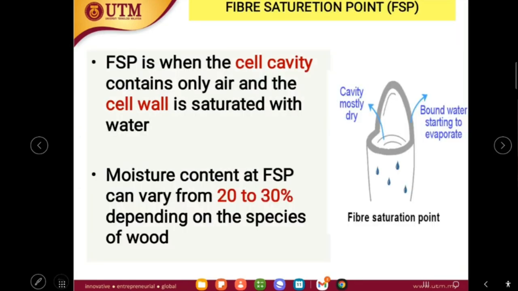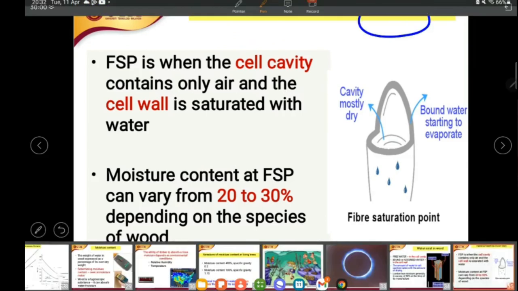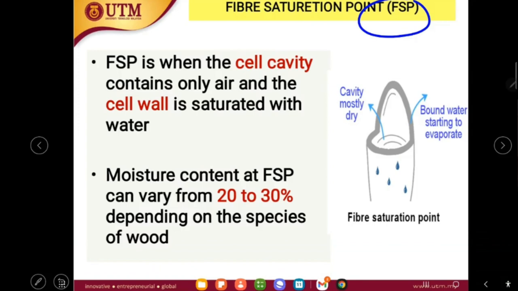Okay, all right. So this is what we have already touched a little bit just now, which is the FSP, the fiber saturation point. It is A, not E. So what actually is the fiber saturation point? The fiber saturation point is when the cell cavity contains only air.